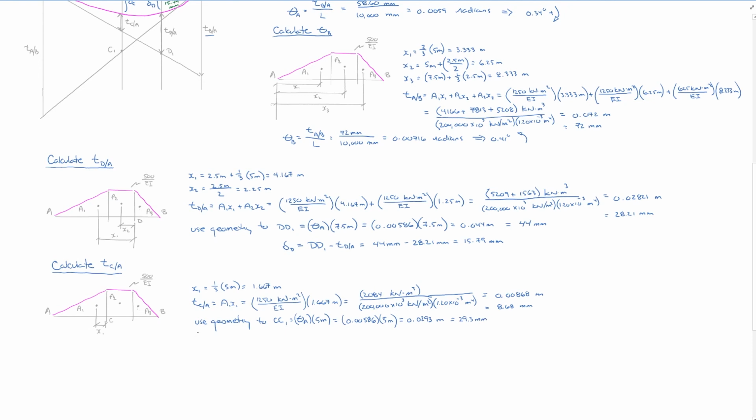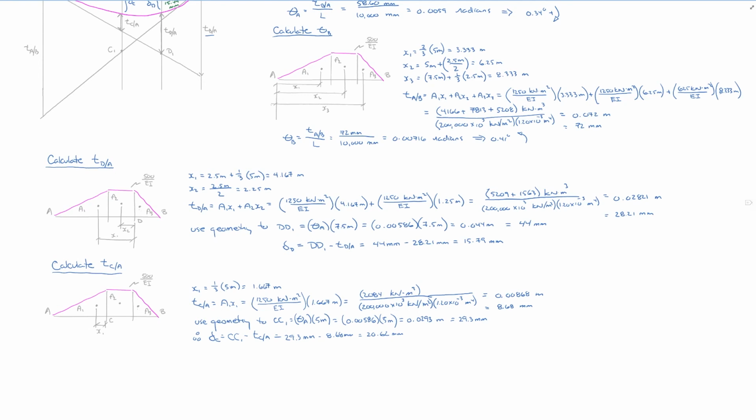And that allows us to calculate our displacement at C, which is equal to the distance CC1 minus tangent distance at C relative to A, which is equal to 29.3 millimeters minus 8.68 millimeters, or 20.62 millimeters. And that's it. With that, we've answered all the questions posed.